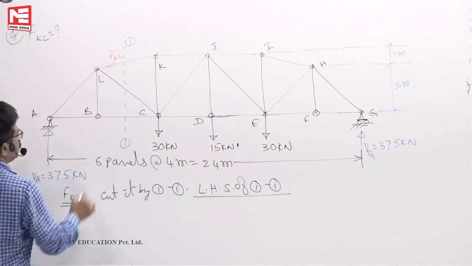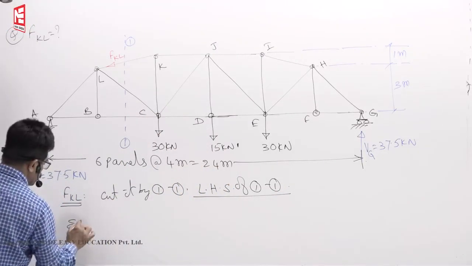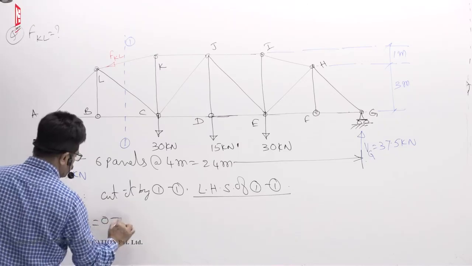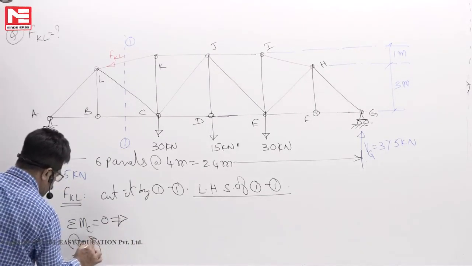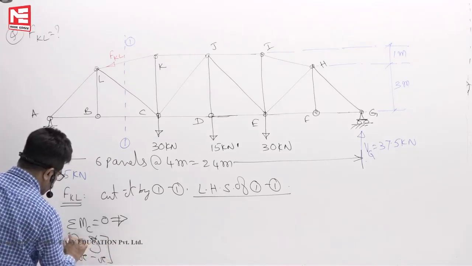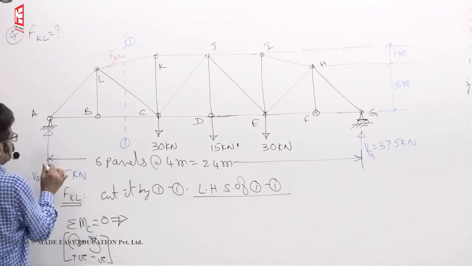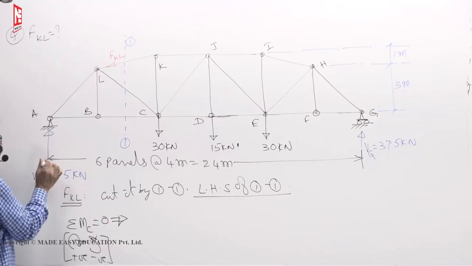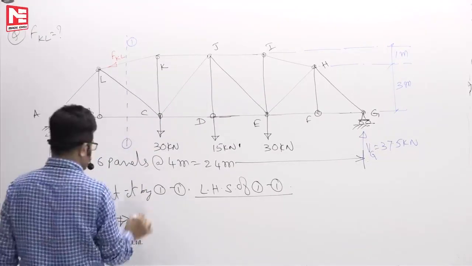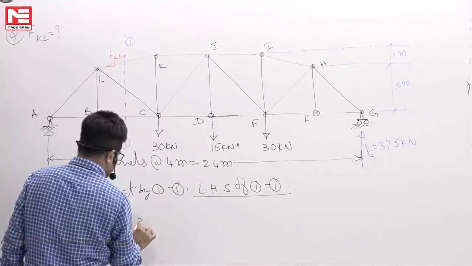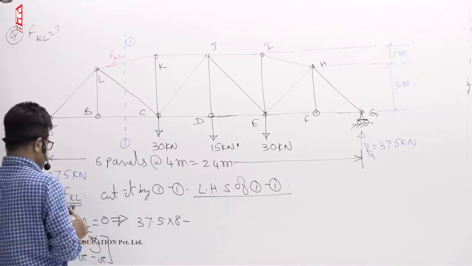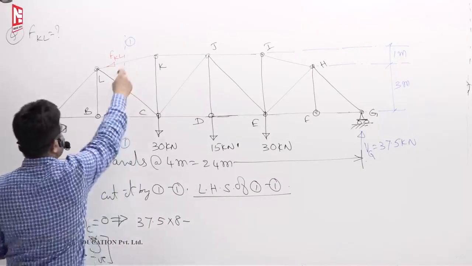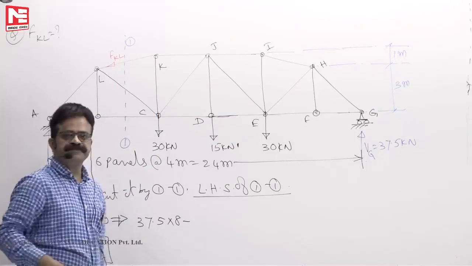Okay. Now take moments of all forces about C. Sigma MC is equal to 0. This is the sign convention: clockwise positive, anti-clockwise negative. See here, VA first. Travel from tail to the head towards C: plus VA into 8, so 37.5 into 8, minus FKL into this perpendicular distance.